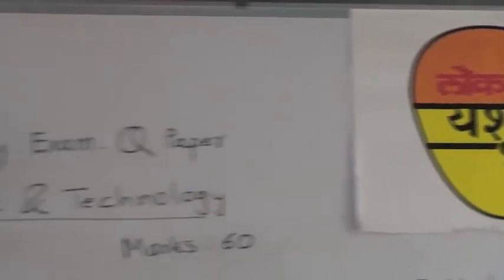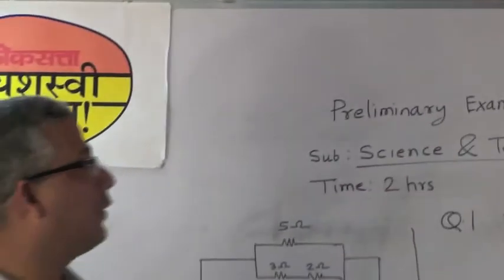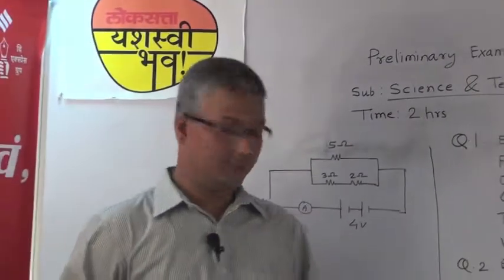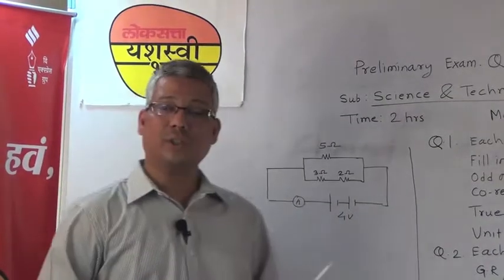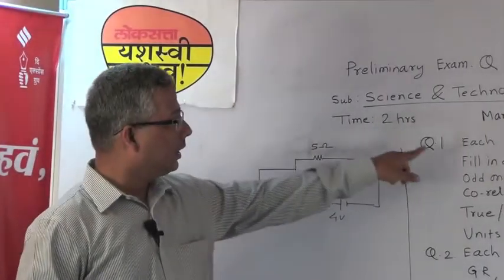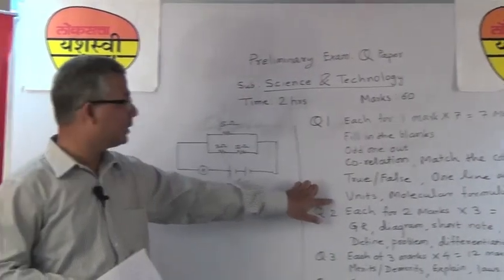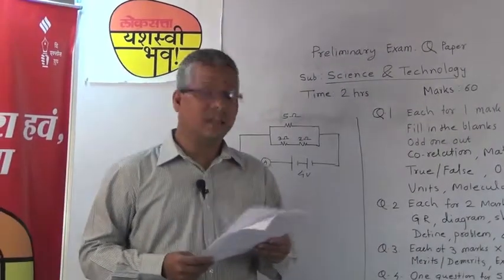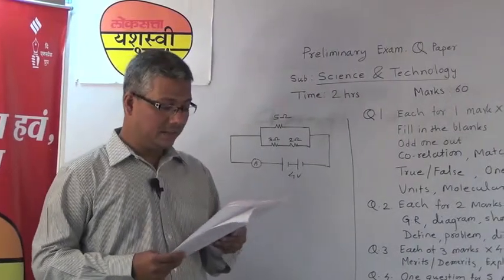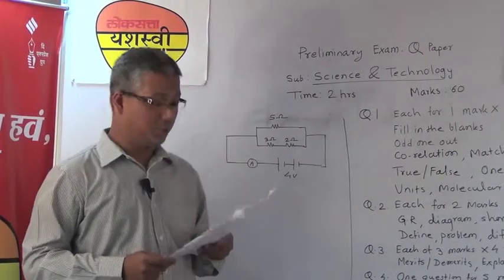Students, today we will discuss the answers of our preliminary question paper. Okay, let's talk about question number 1. As you know, in question number 1, the sub-questions may be asked from all these types. In this paper, there are 3 sub-questions: fill in the blanks, find the odd one out, and match the column.